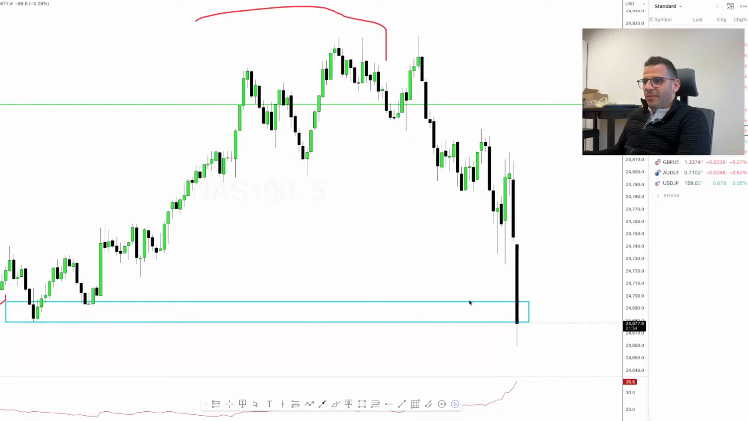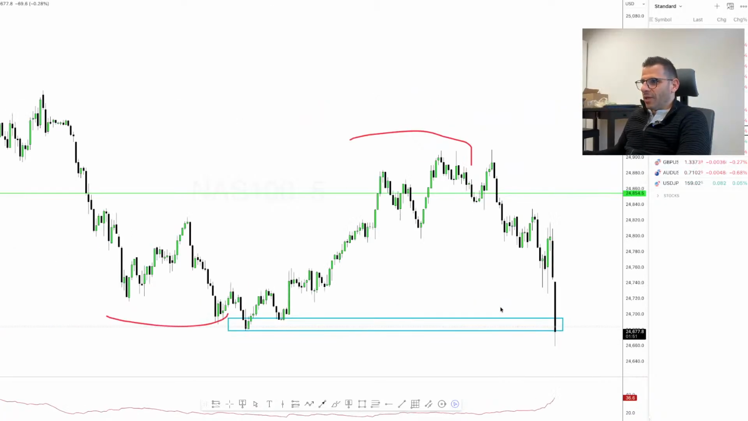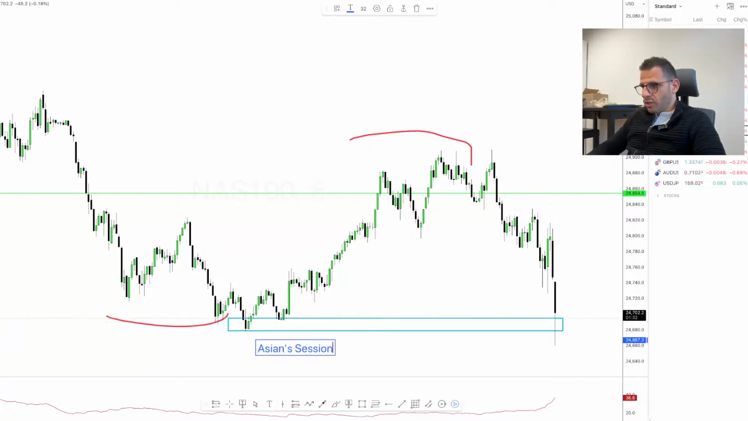Let's see if buyers will defend this level here. As I said earlier, this is the Asian's low. Guys, trading should be simple. Asian's session low.